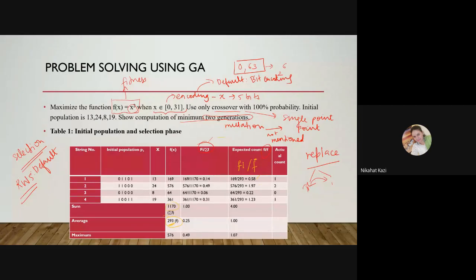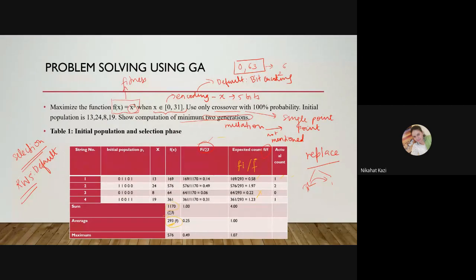Okay, so 0.58, so whatever is above 0.5, you have to round it up. So 0.5 and above, you take one copy. This is 1.97, so take two copies. This is 0.22, so it is 0, so this goes off. This chromosome is weak, so this goes, the 8th one, because it is close to 0. 1.23, so close to 1, so take it as 1.